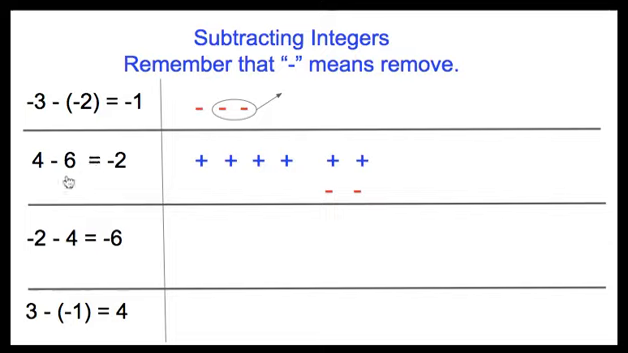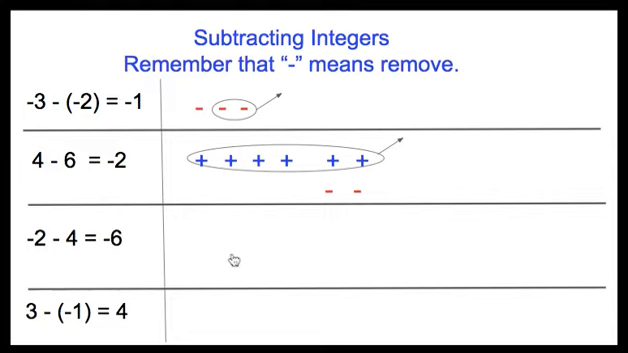But now I can remove my 6 positives. 1, 2, 3, 4, 5, 6. Let's circle that and remove it. And now what's left over is -2. So the difference between 4 and 6 is -2. I know that's a little strange, so let's try another one.